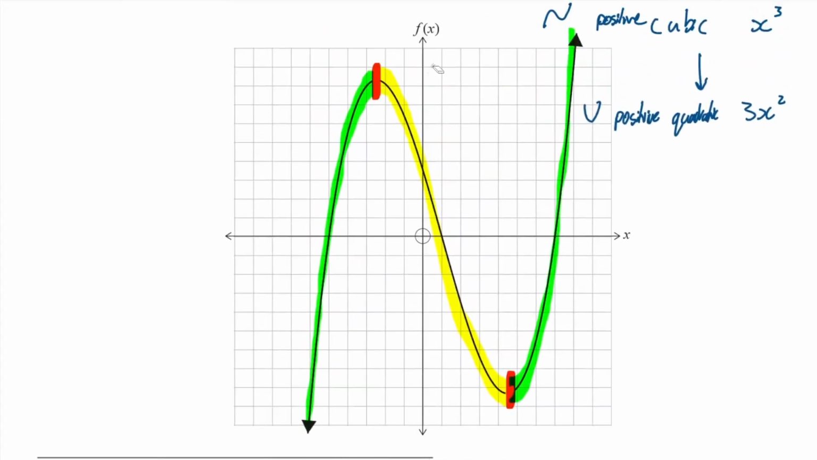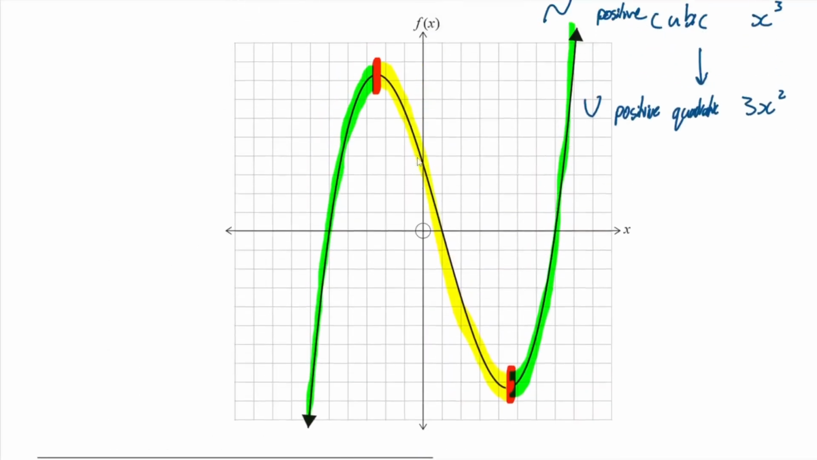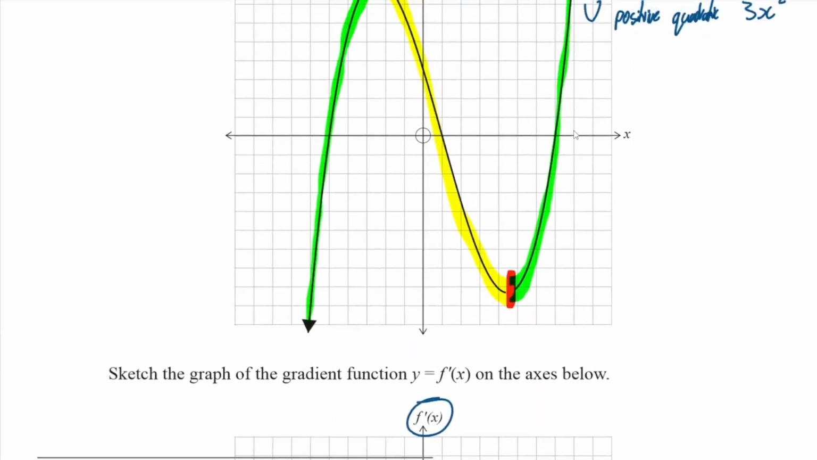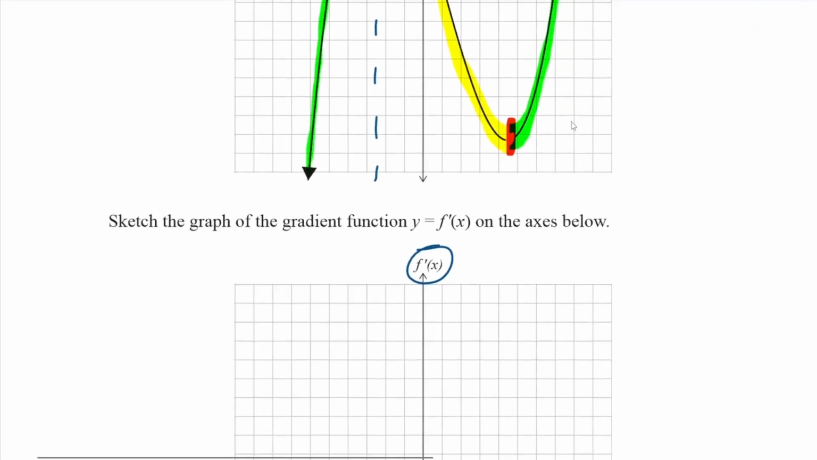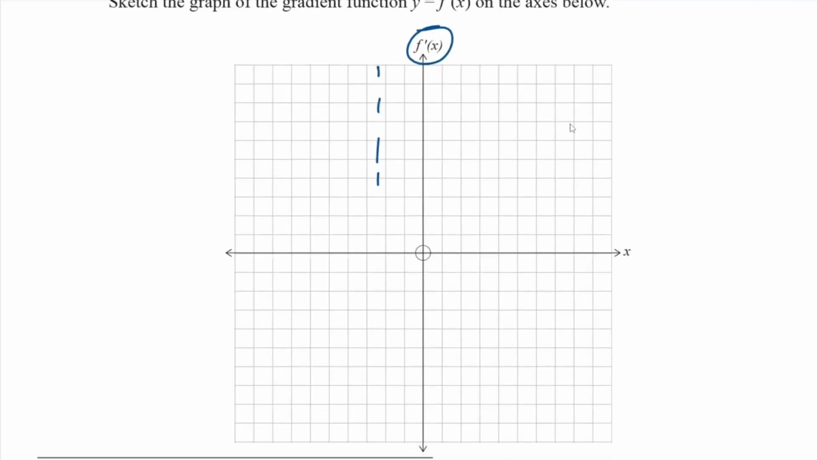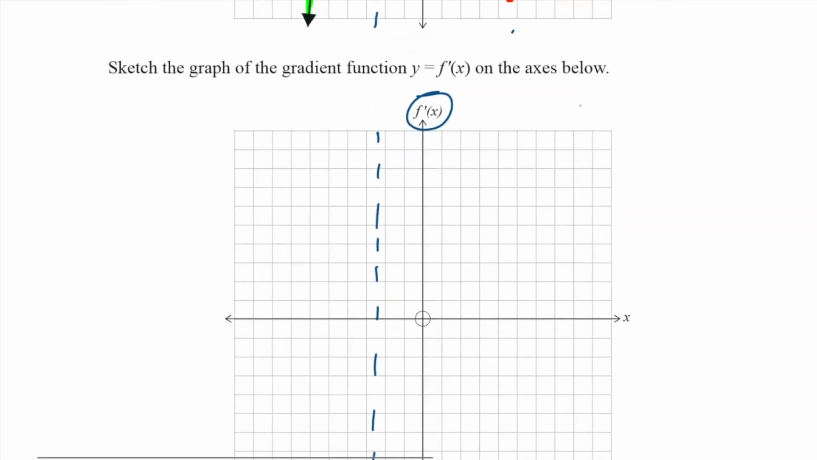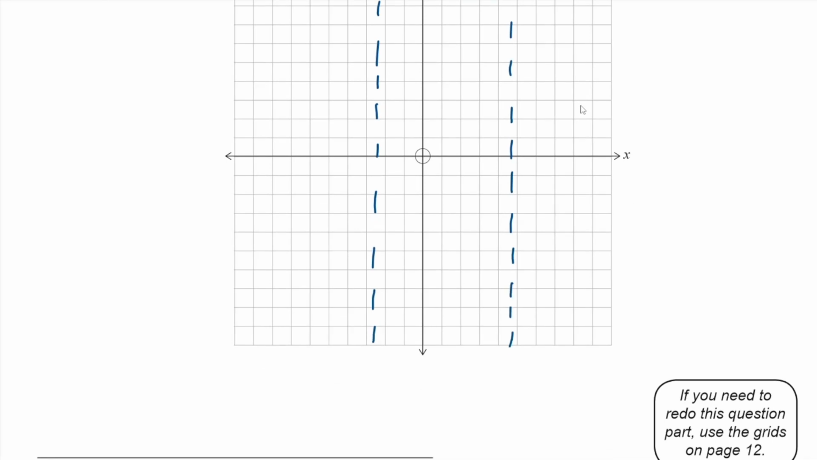To do that, we can use the turning points as a place to start. A reminder that at a turning point, the gradient would be equal to 0. So since these axes are on the same scale, just to help, I'd like to put a dashed line all the way through. So do that for both turning points. Right, of course, this is a bit extra, but who doesn't like being extra?